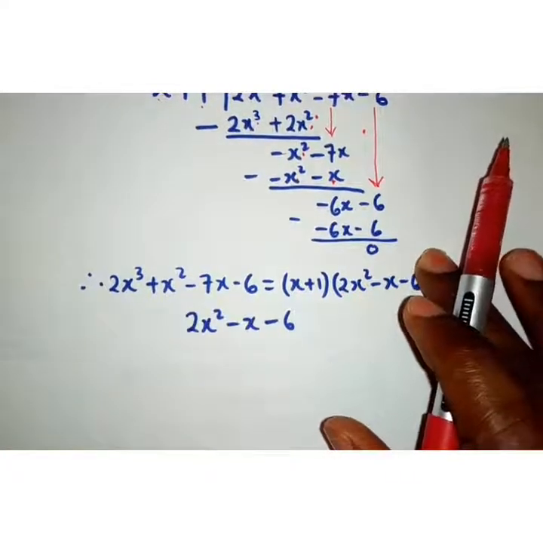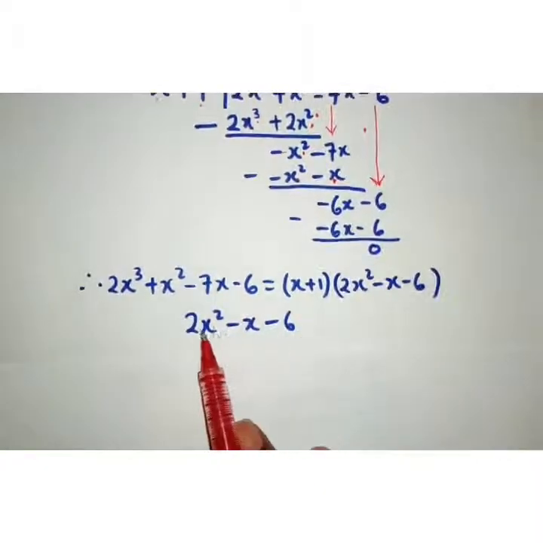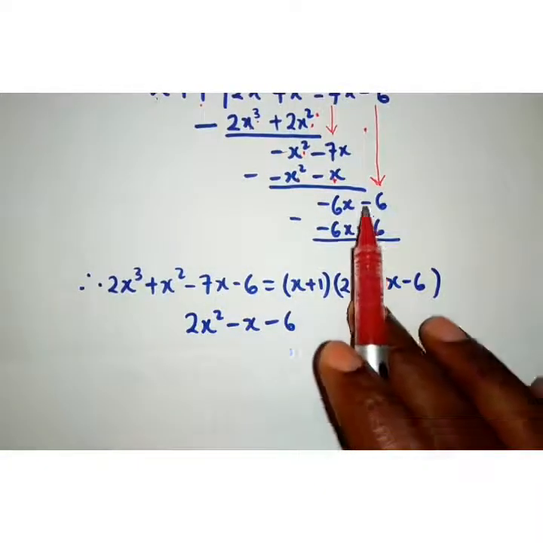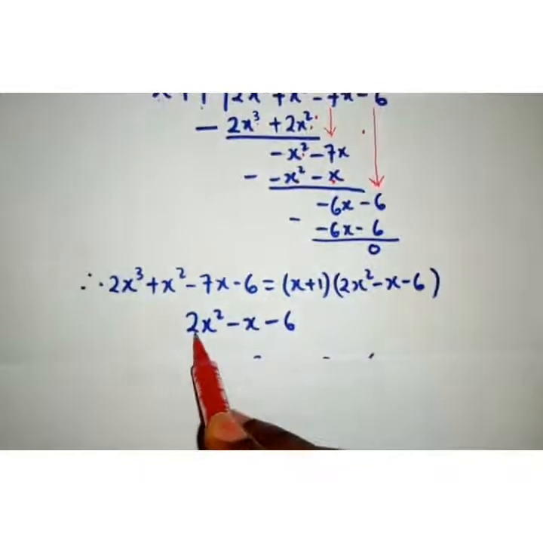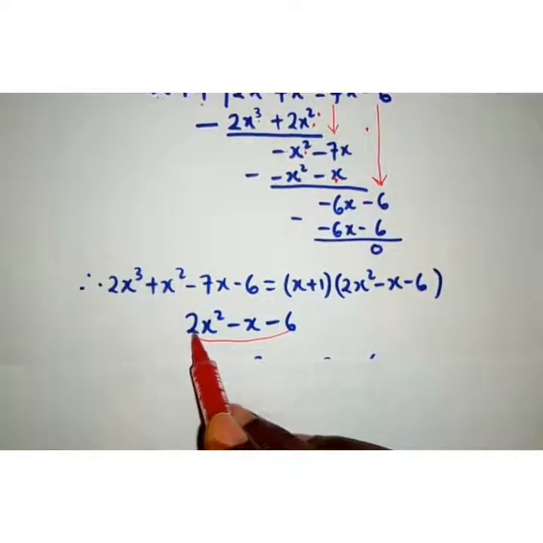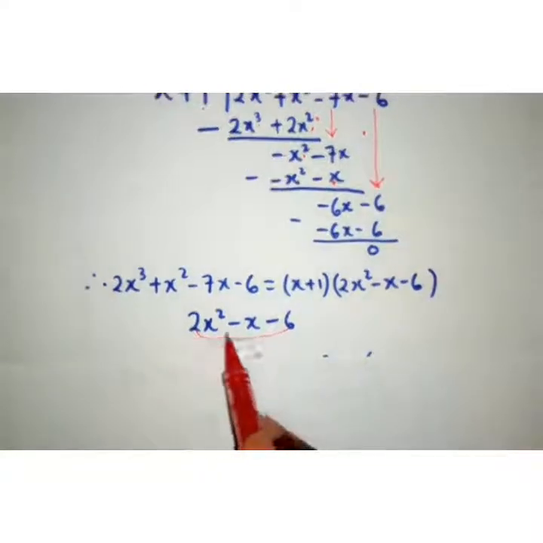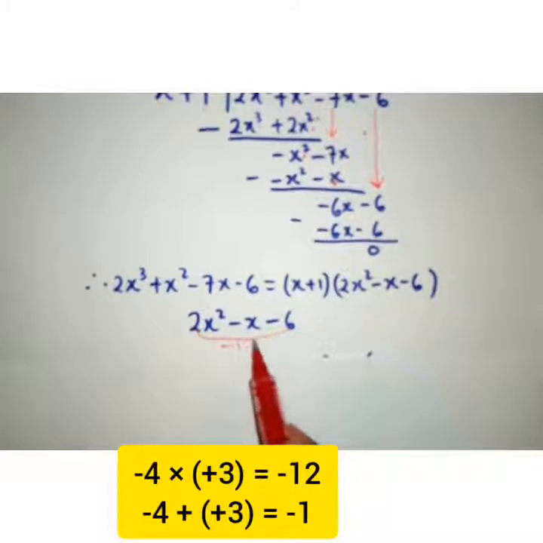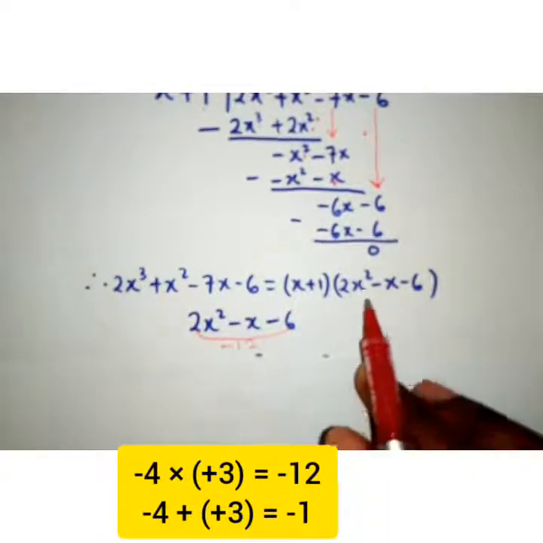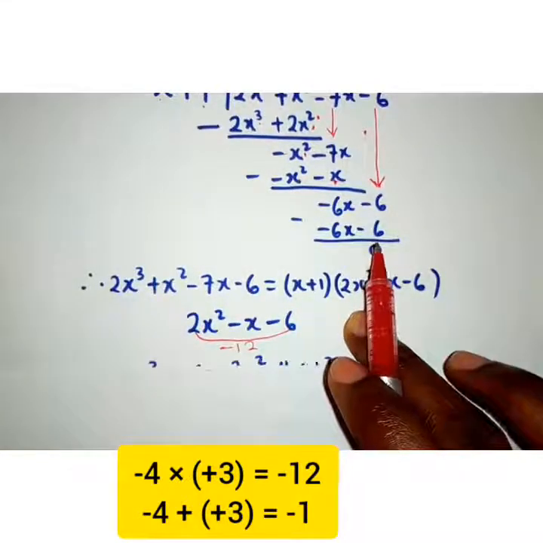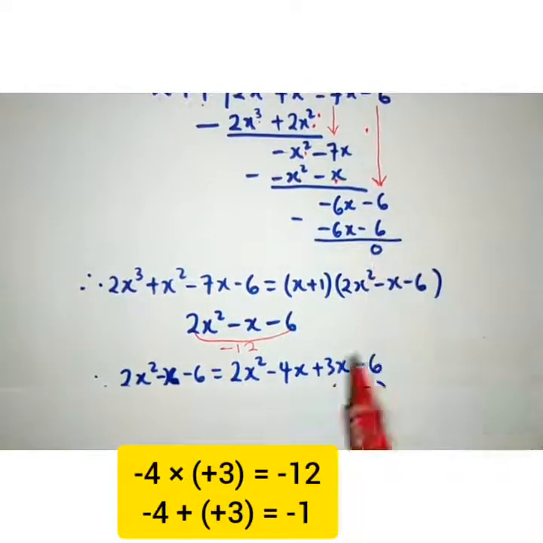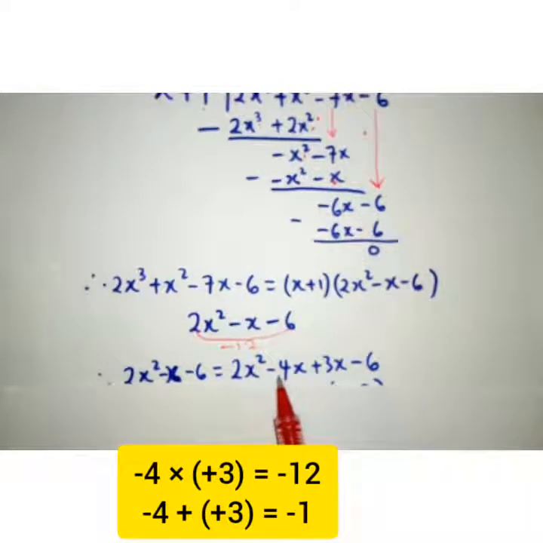And so we do that. The quadratic function is 2x squared minus x minus 6. To factorize this, we multiply this 2 here by minus 6 to give us minus 12. And so we look for factors of minus 12 such that when we add those two factors, it gives us minus 1. And those two factors are minus 4 and 3. And so for minus x, we replace by minus 4x plus 3x.